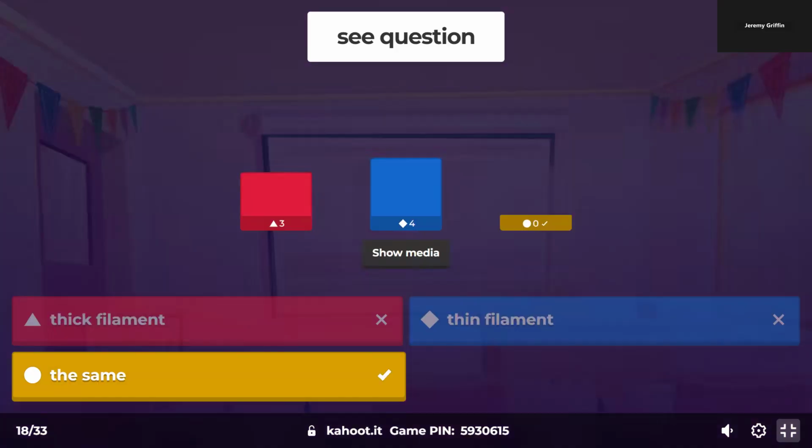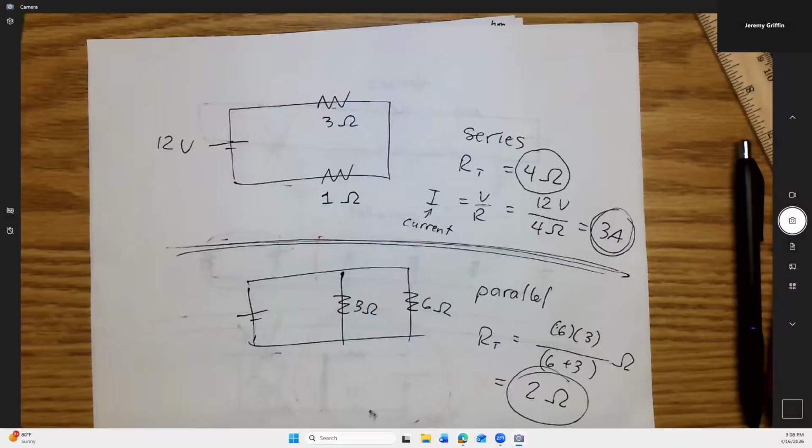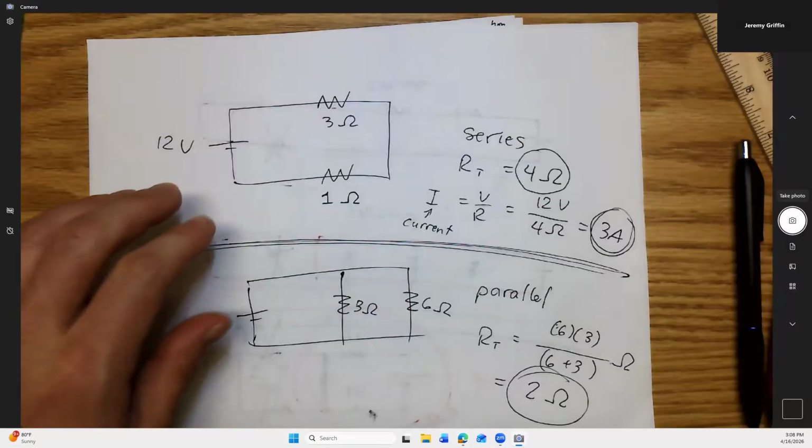All right, so let's definitely go over this. Guys, the current's the same everywhere. Actually, if you think about it, you guys did see an identical question earlier. Let me convince you that's true. Let's go back to this. You guys remember these notes from earlier?